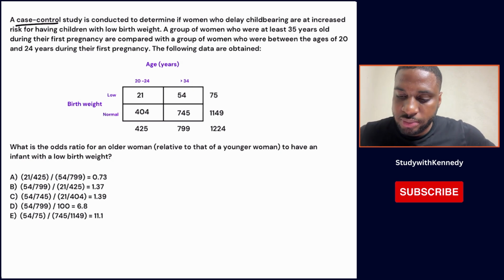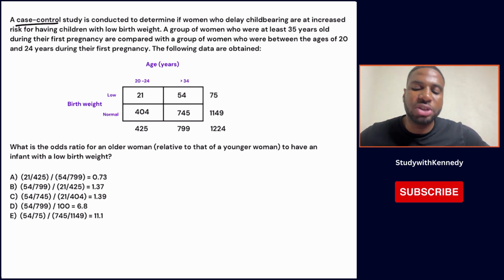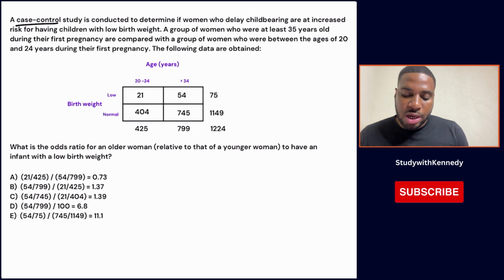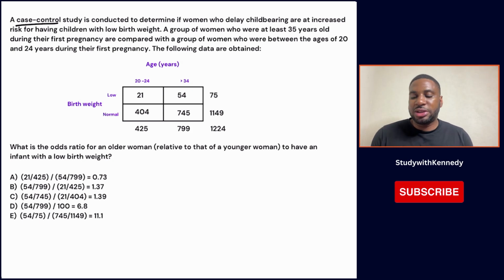To determine if women who delay childbearing are at increased risk for having children with low birth weight, a group of women who were at least 35 years old during their first pregnancy are compared with a group of women who were between the ages of 20 and 24 years during their first pregnancy. The following data are obtained. What is the odds ratio for an older woman relative to that of a younger woman?